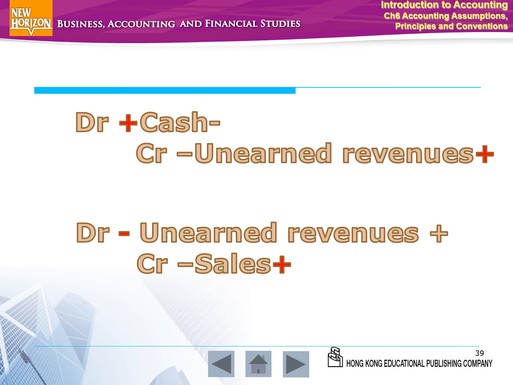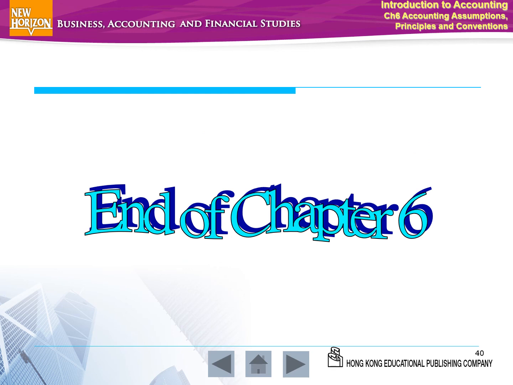And after the cake coupons have been presented for cakes and taken away by the customers, the unearned revenue will decrease. So we debit unearned revenues. That means we reduce the amount of unearned revenues, or we reduce the amount of liabilities. Well, it is a kind of sales, so we credit sales. That means the sales has been increasing. I hope you understand the accrual concept, and this is the end of chapter 6.